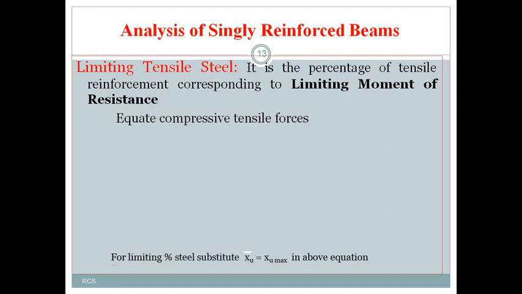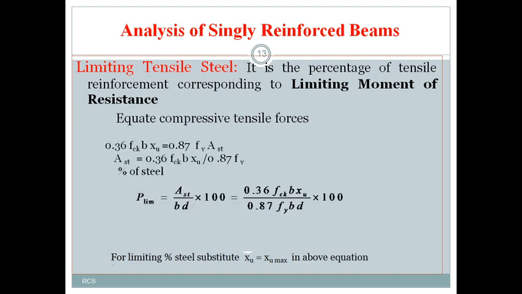Next, when we have the limiting moment of resistance, we have a limiting tensile steel also. What do you mean by limiting tensile steel? The limiting tensile steel is nothing but the percentage of tensile reinforcement corresponding to the limiting moment of resistance. That means the percentage of tensile steel can be calculated with respect to the limiting moment of resistance.